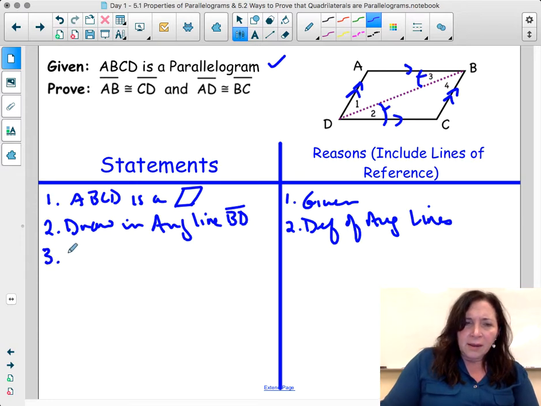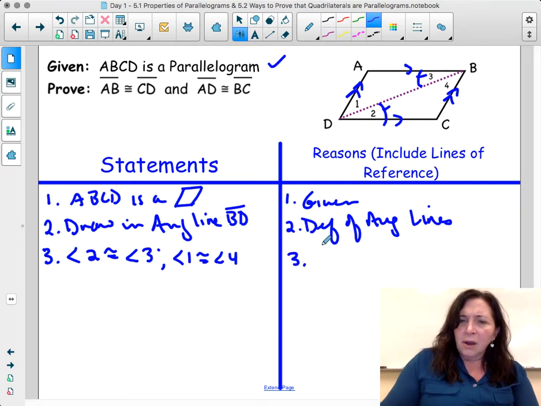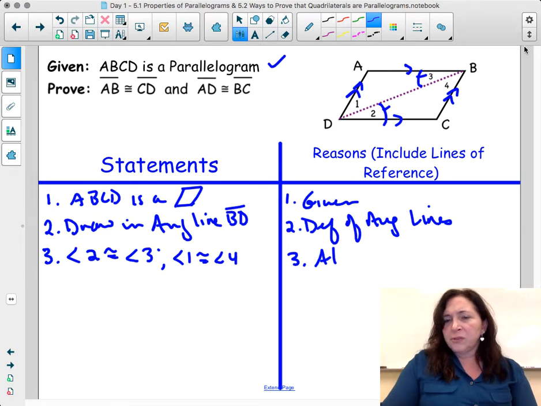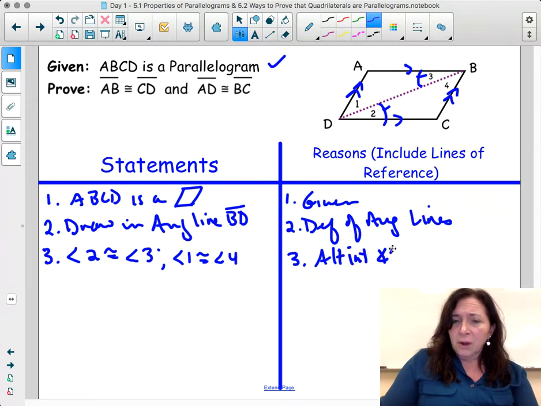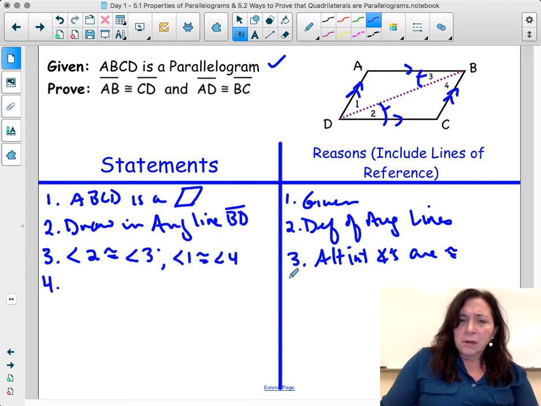So I'm going to write that down. Angle 2 is congruent to angle 3. We also know that angle 1 is congruent to angle 4. And we know that because alternate interior angles, if you have 2 parallel lines cut by a transversal, that's the line we just drew in, then the alternate interior angles are congruent.